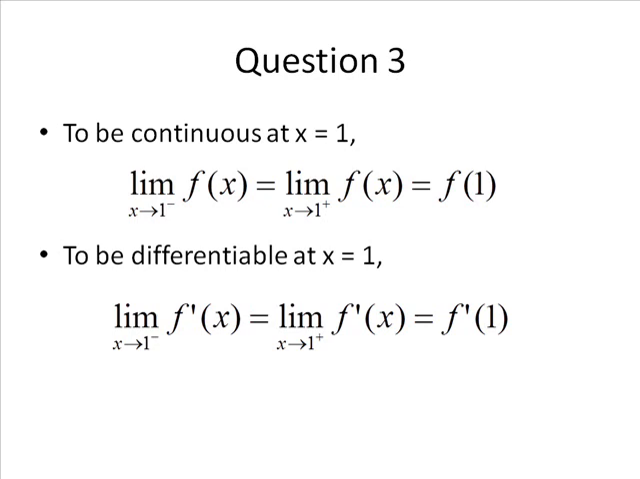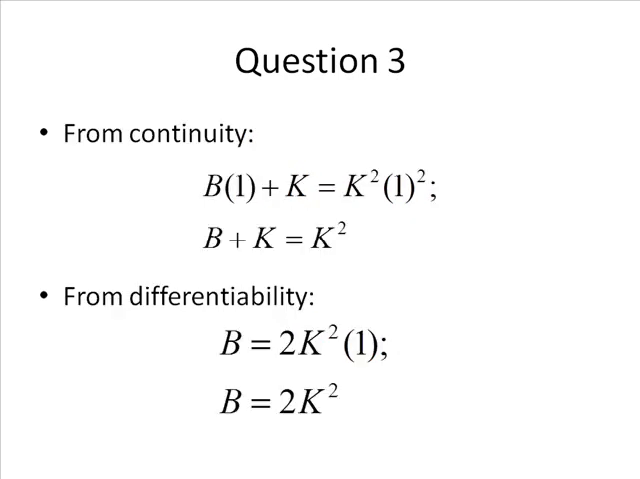So of course, also to be differentiable at x equals 1, we have to take the derivatives of both parts of the function and then take the limit as x approaches 1. That way we have the same derivative from both sides. So what does this tell us?